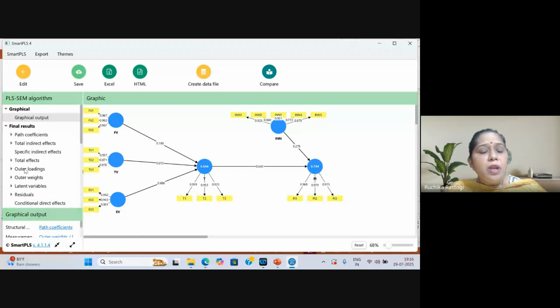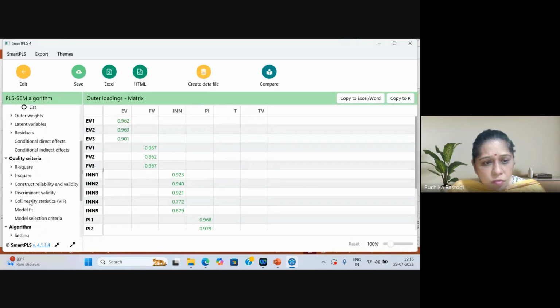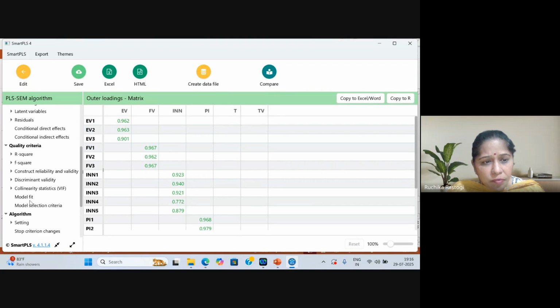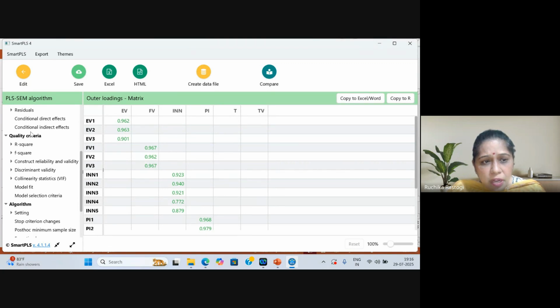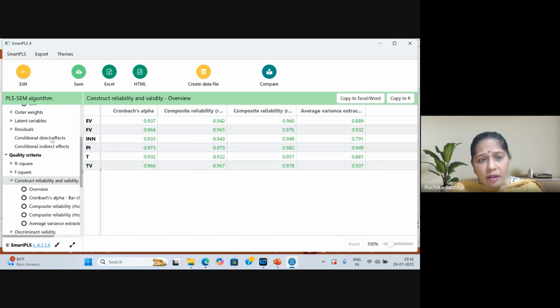Okay, now on the left hand side, there is one heading which is talking about outer loadings. Click on outer loadings, go downwards, and under the quality criteria, there is one heading, construct reliability and validity. Should I repeat it again? Are you able to see that?